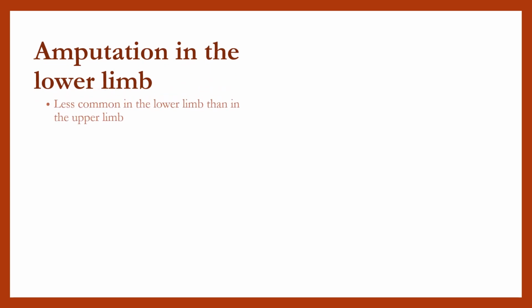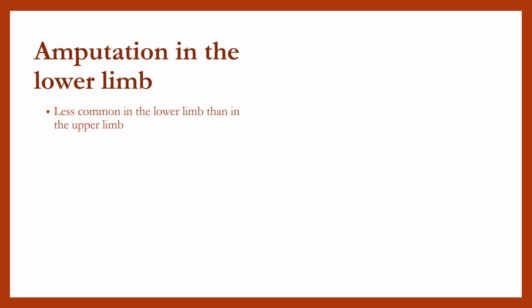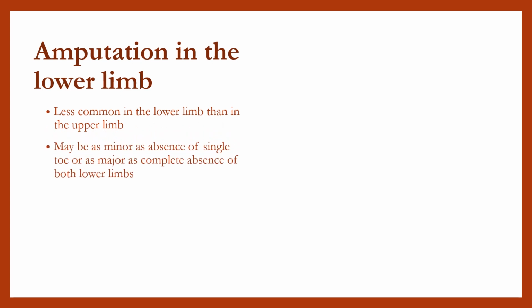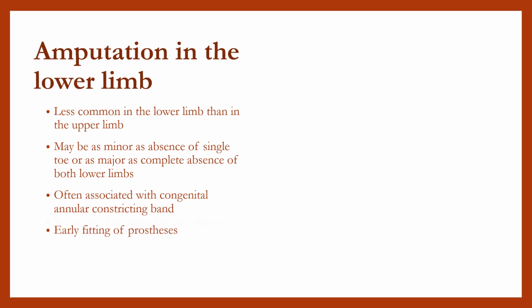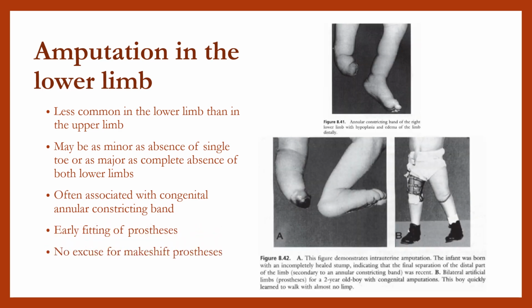Amputation in the lower limb is less common than in the upper limb. It may be as minor as absence of a single toe or as major as complete absence of both lower limbs. It is often associated with congenital annular constricting bands. Early fitting of prosthesis, no excuse for makeshift prosthesis.